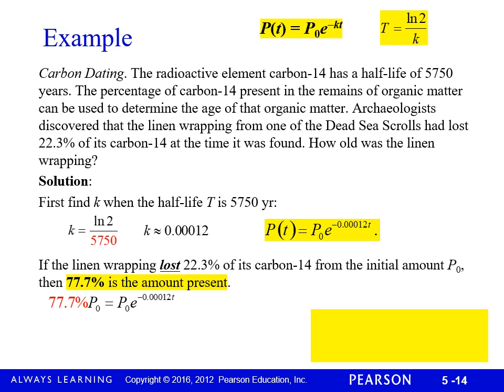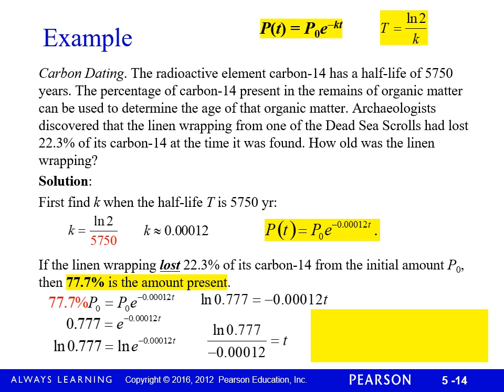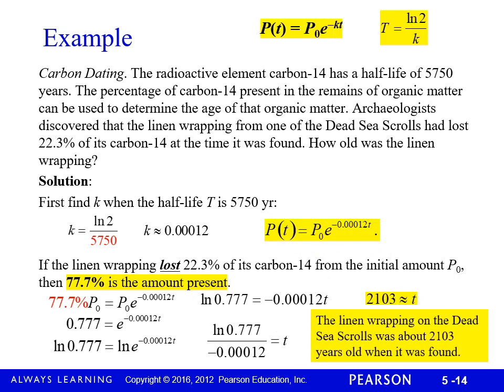Now immediately the P sub 0's cancel out, and we get an exponential equation. We take the natural log of both sides. The right side of the equation simplifies. We divide by negative 0.00012, and we plug it into our calculator, and we get t equals approximately 2,103 years. So the linen wrapping on the Dead Sea Scrolls was about 2,103 years old when it was found.